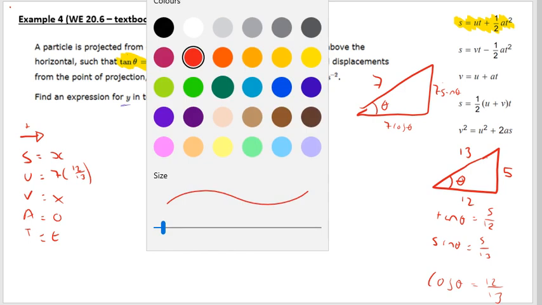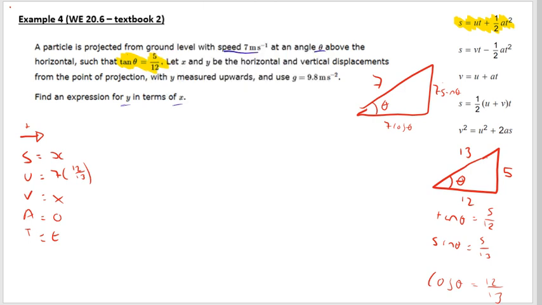So assuming that we're now happy that we're going to use this formula here, it's going to be X equals, and maybe I should write down that I'm using that. X is going to equal 84/13 T. Again, A is 0, so that bit is not going to be impactful.